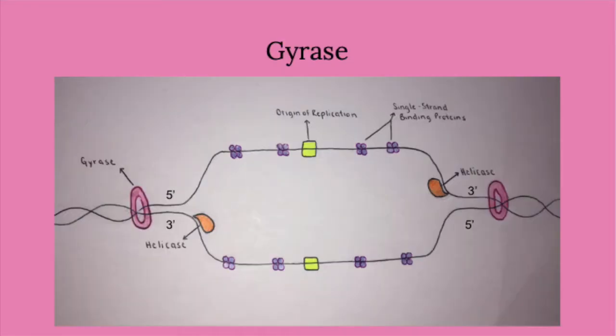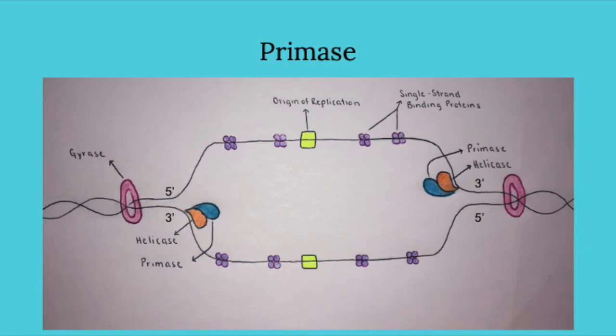The enzyme gyrase is a type of topoisomerase. Gyrase's function is to relieve the torsional strain caused by supercoiling, an over- or underwinding of the DNA. Gyrase does this by creating nicks in the DNA ahead of the replication forks. Together, helicase and primase create the primosome. These two enzymes remain at the replication fork.